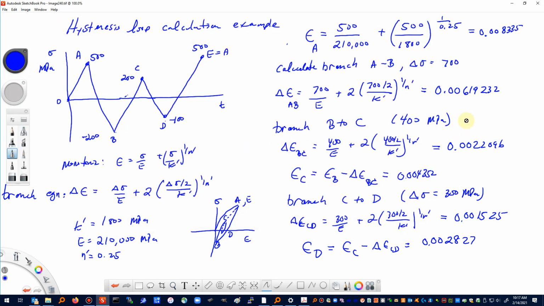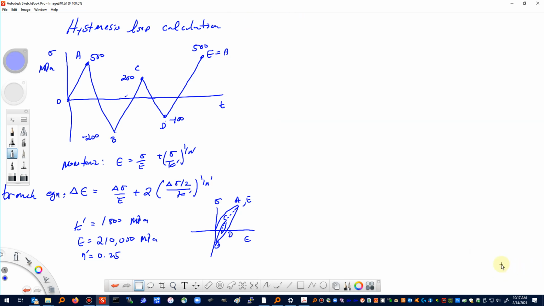Let's save that one. Let's make a little bit of room here. Now this next part is going to be a little, we're going to have to think about it. It can be a little tricky.